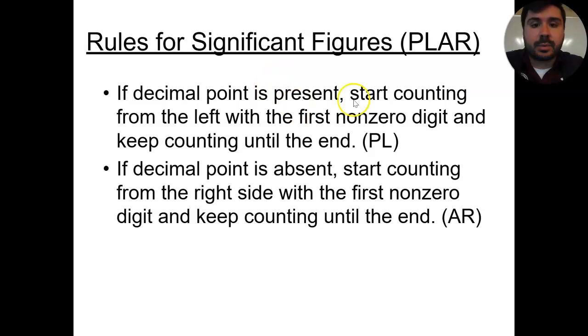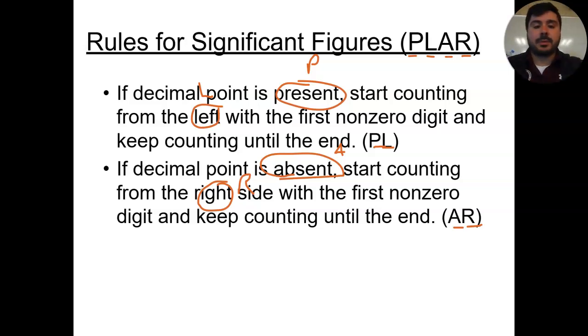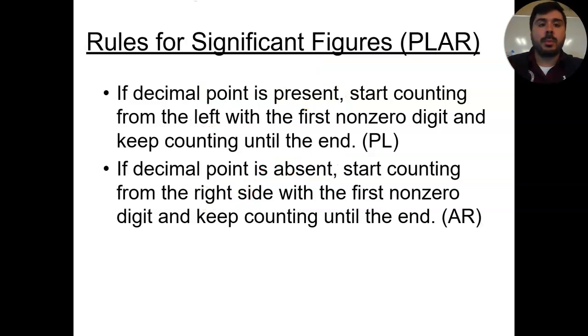So if the decimal point is present, right, so this idea of present comes from this decimal point being present, then we're going to start counting from the left, right? So that's where the P comes from and the L comes from. So P and L. And if we look down here at the second bullet point, it says if the decimal point is absent, start counting from the right-hand side. So that's where the A and the R comes from in AR. So P, L, A, R all adds to this present, left, absent, right notion of how to count the number of significant figures in any digit, okay?